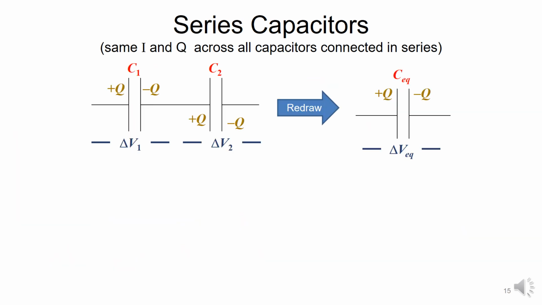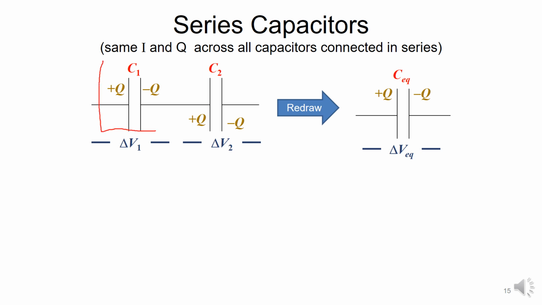Next we look at capacitors in series. On the left, we have two capacitors in series, C1 and C2, and they have the same charge, because they have to have the same current. Each has a charge of positive Q and negative Q on opposite plates, but they have different potential differences. C1 has a potential difference of delta V1 and C2 has delta V2 across. And like before, let's combine the two capacitors and create a single equivalent capacitance.